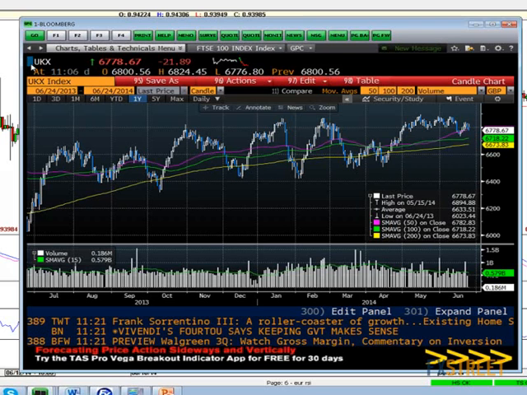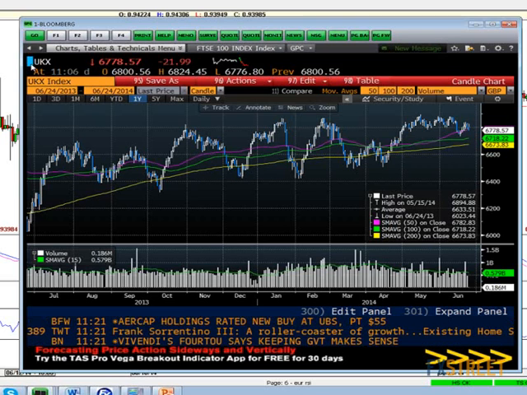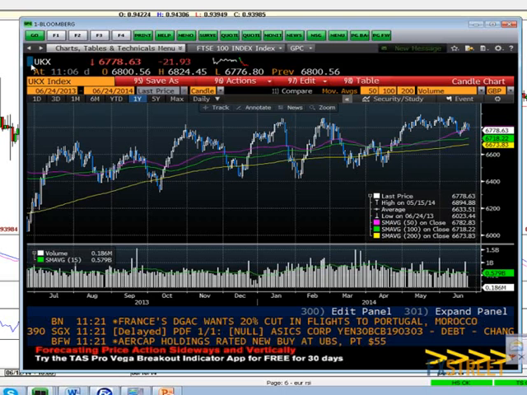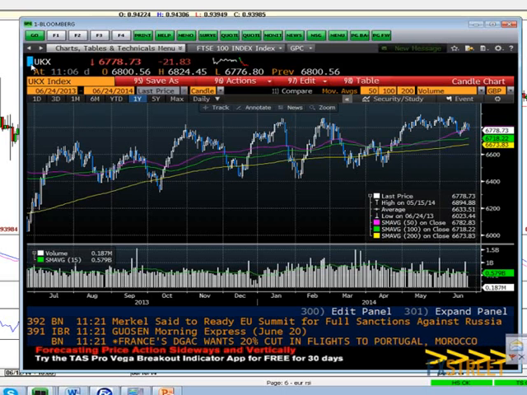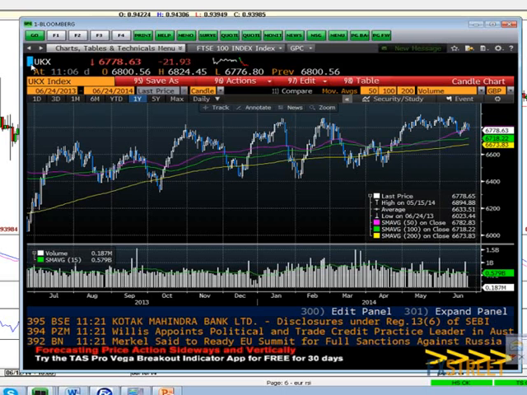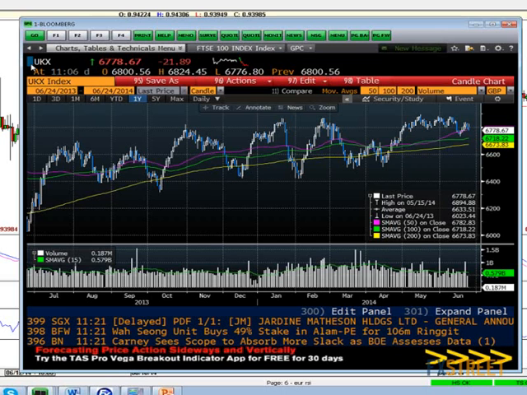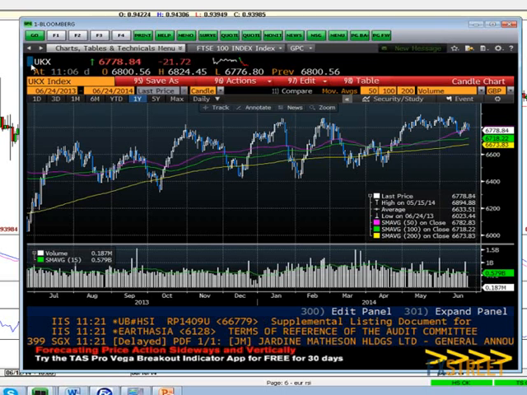As I mentioned earlier, the S&P 500 is trading in such tiny ranges that it is falling behind the rest of the global markets, and hence we saw that decline yesterday.